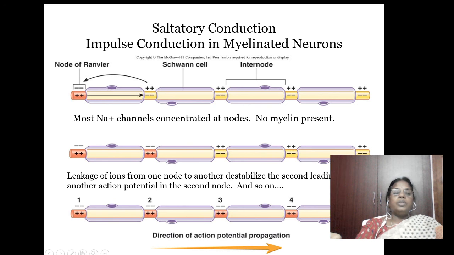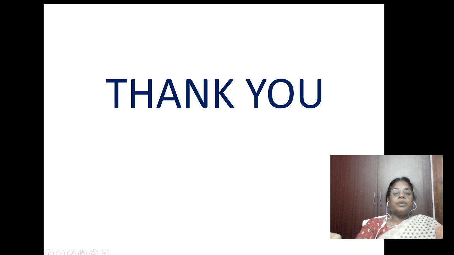Here also you can see the node of Ranvier. It is jumped over the myelin sheath like this. So it is also called saltatory propagation.